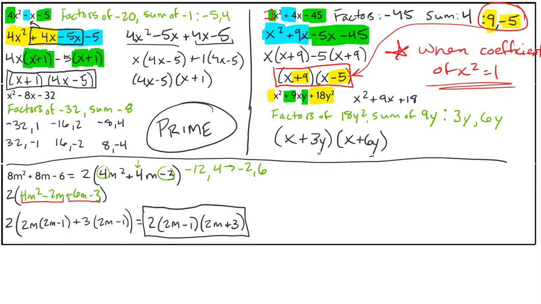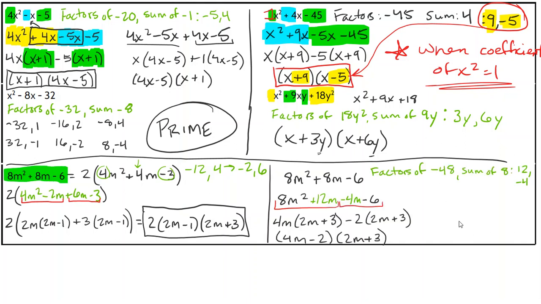Go ahead and pause the video and try factoring directly from 8m squared plus 8m minus 6. All right, so if we keep it as it started out, we would need factors of 8 times negative 6, which is negative 48, with a sum of 8. So we figure those out, they're 12 and negative 4. We split up the middle term, we group, we factor, and we end up with 4m minus 2 times 2m plus 3.